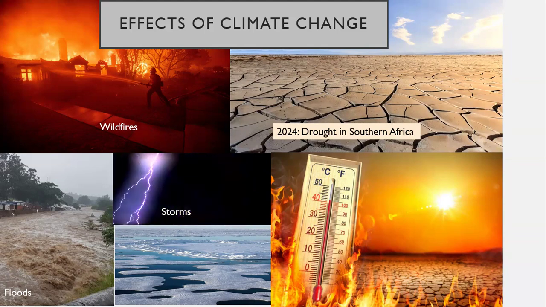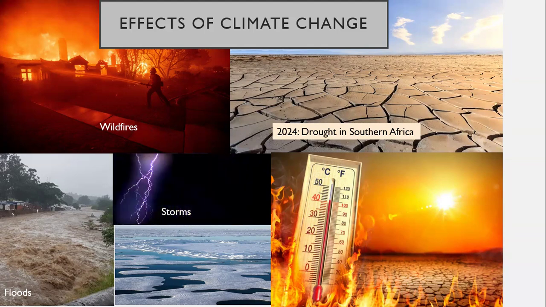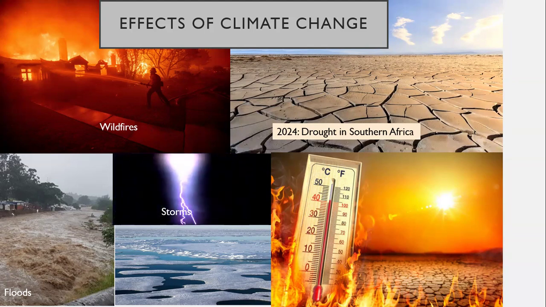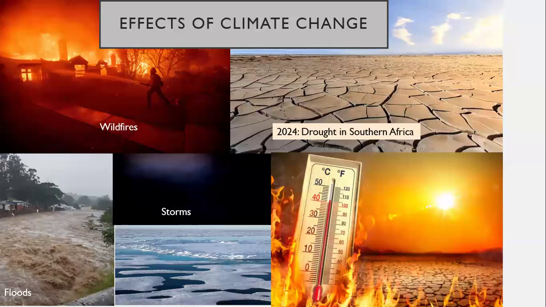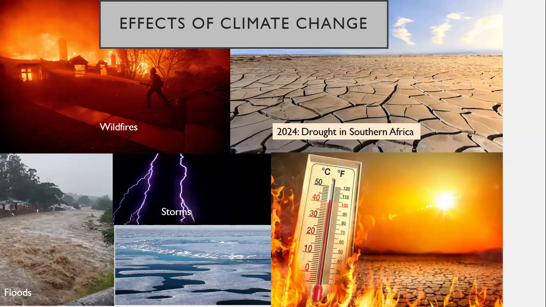Climate change is causing unpredictable weather patterns. The increasing frequency, intensity, and duration of extreme weather events such as heat waves, floods, hurricanes, droughts, and wildfires are destroying infrastructure, claiming lives, and devastating national economies.